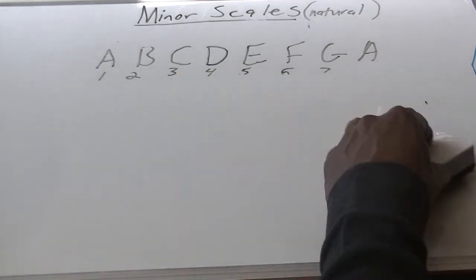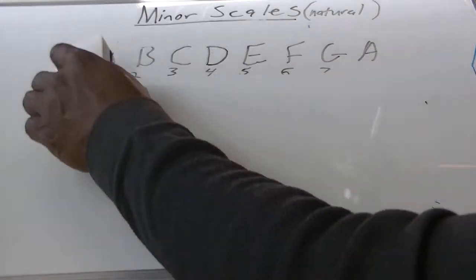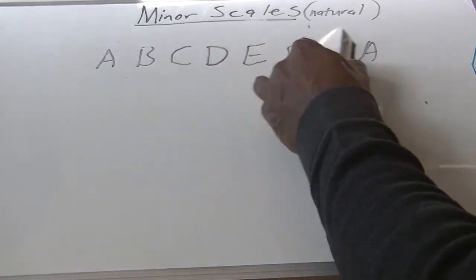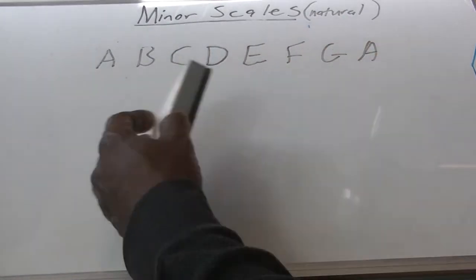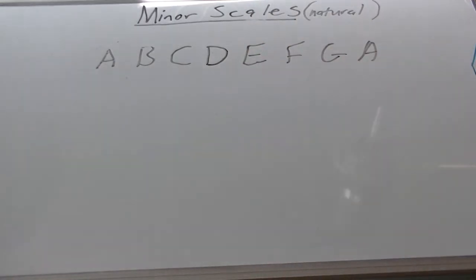There's really only one more thing that I want to look at. What I'd like to do is take a look at this scale. We have an A minor scale, and we have no sharps or flats in it.